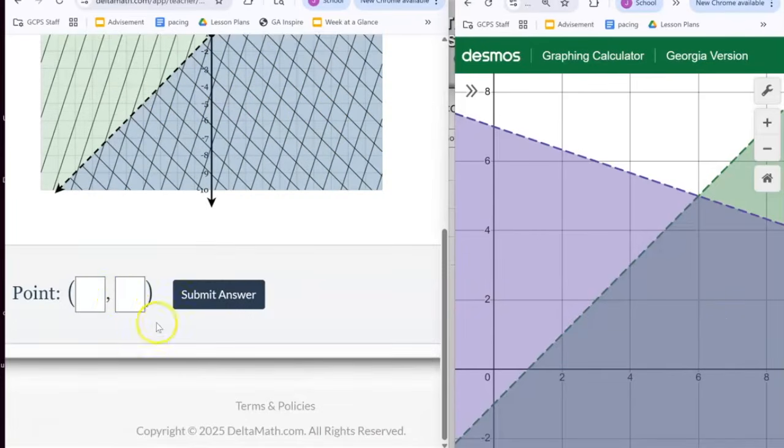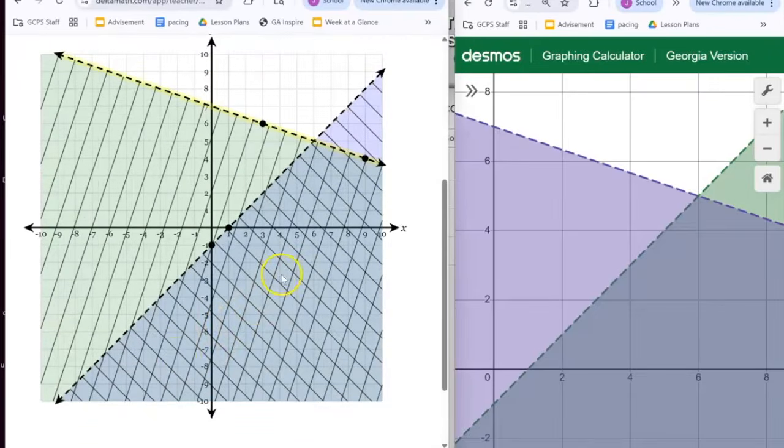Once I'm sure I've copied it correctly, I need to pick a solution. So a solution is anything where the colors overlap, but stay away from dotted lines. That means any point on this dotted line is not a solution. This is not a solution. Any point on the dotted line is not a solution. So pick anything inside here.